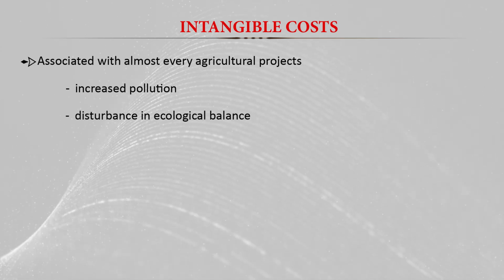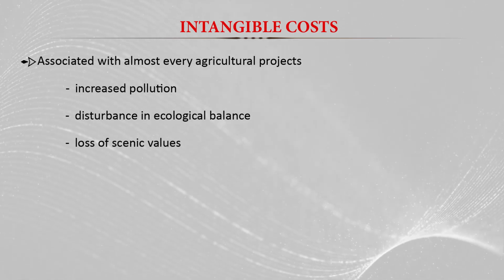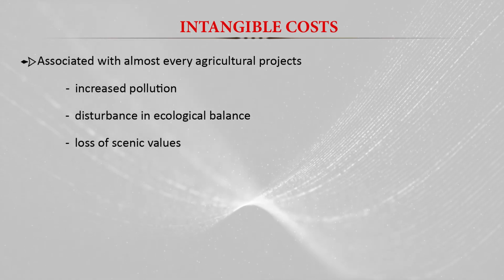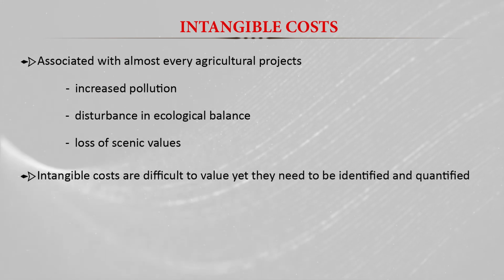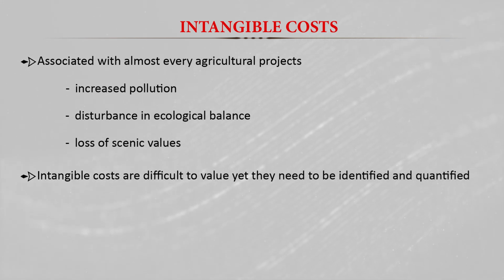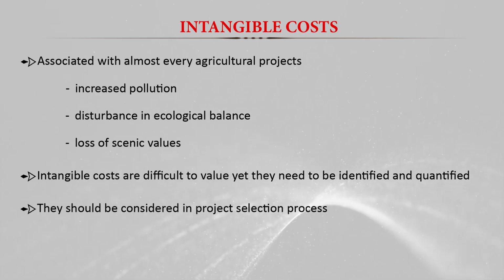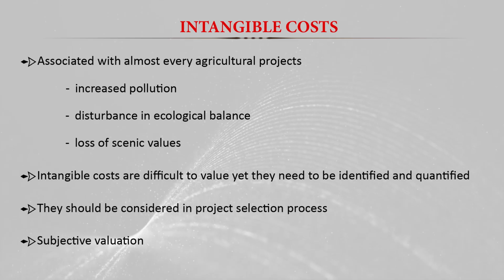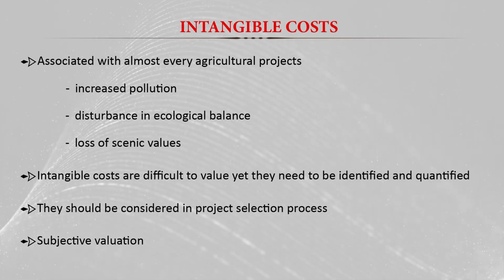Other examples are disturbance in the ecological balance, and loss of scenic values of a particular place, maybe due to the development of an irrigation project or other construction activities. Intangible costs are difficult to value, yet they need to be identified and quantified, and they should be considered in the project selection process. For that purpose we generally take subjective valuations of how much it will affect society as a whole.